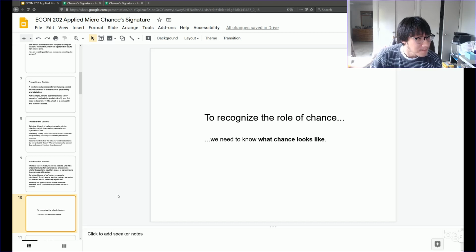So in the next segment, we're going to delve deeper into this question. Hopefully, I've motivated the lecture a little bit. In the next segment, we're going to delve deeper into the question of what chance actually looks like.